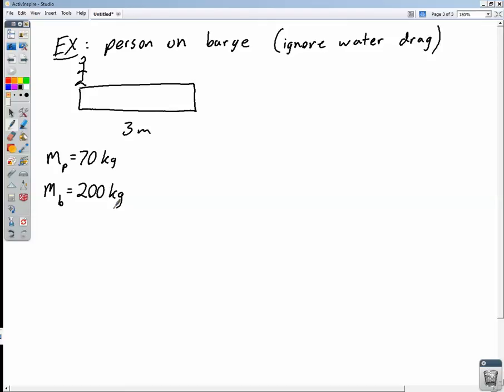So what we're going to ask is, this person is going to walk from the far left side of the barge to this position here, which is going to be 0.5 meters from the right-hand side. So the first question is, what is the change in the x position of the center of mass of the barge? The center of mass of the barge is here. The center of mass of the person, at least the x-coordinate, is here. So the center of mass of the barge-person system is going to be someplace just to the left of the center of mass of the barge.